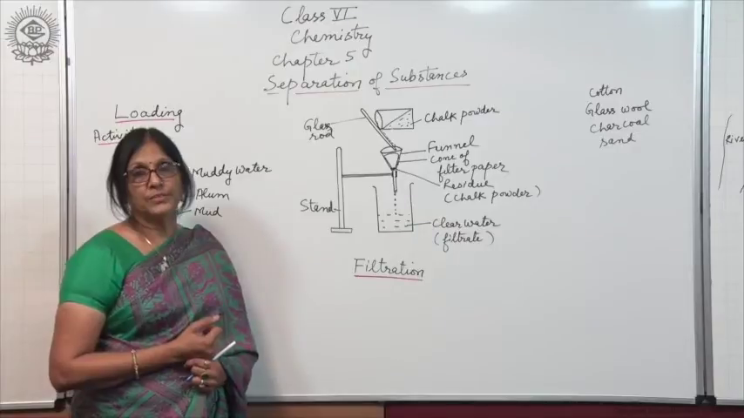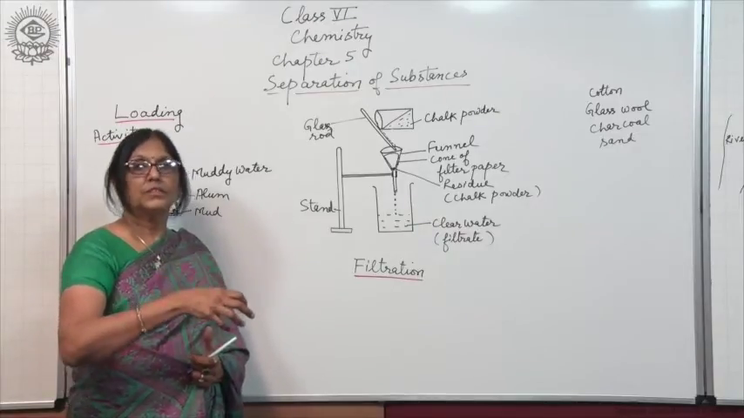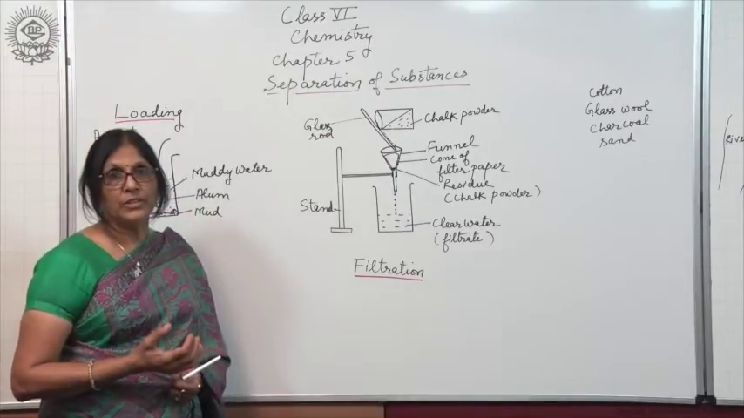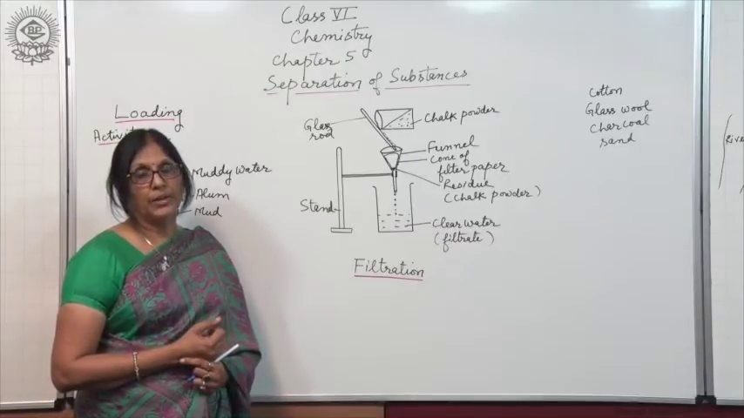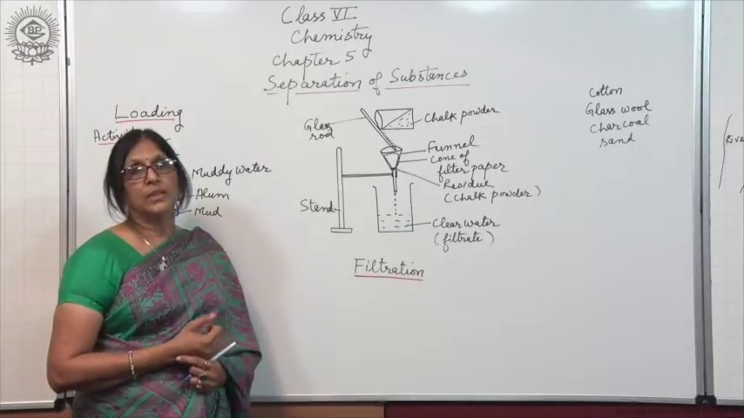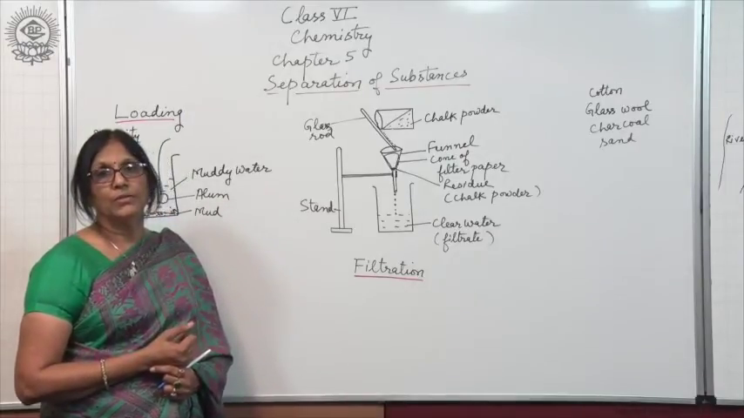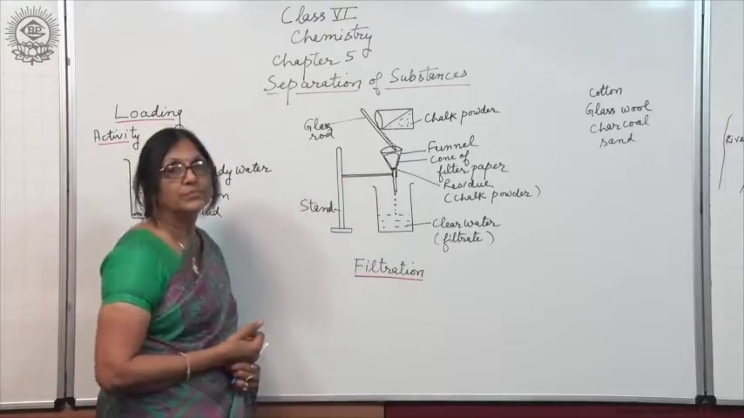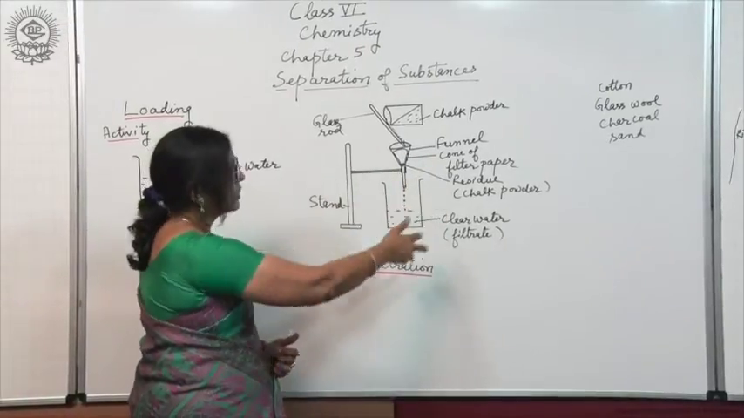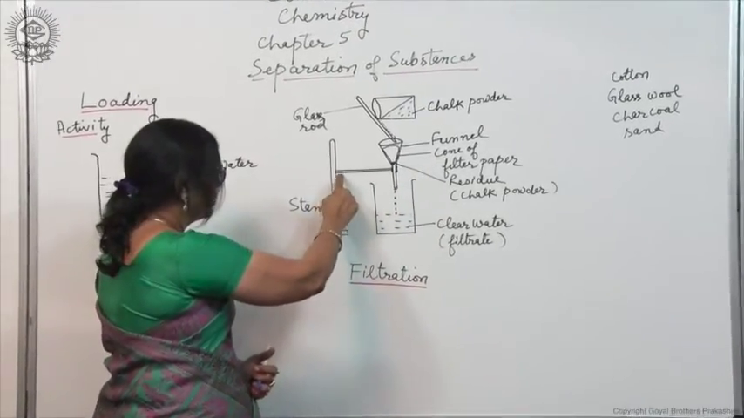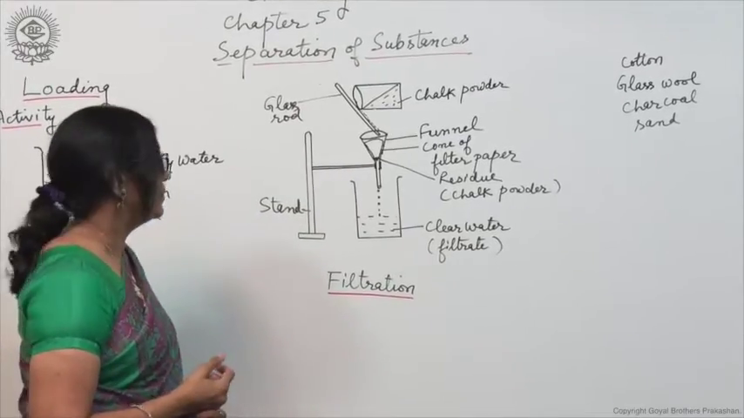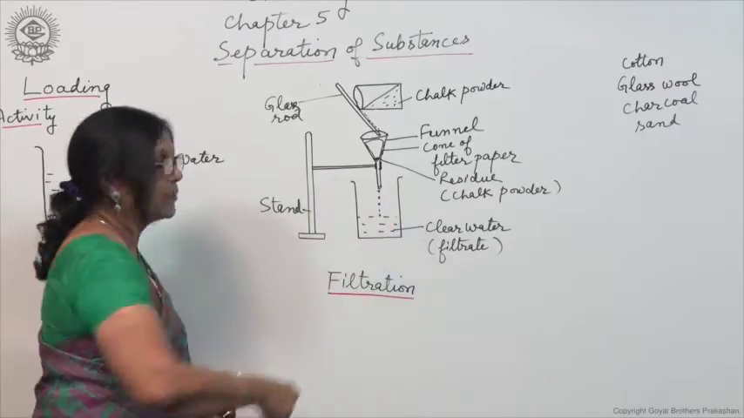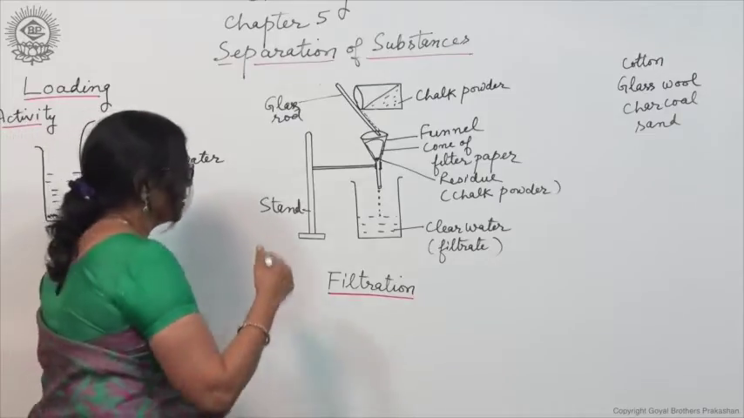So which one is the best method? Sedimentation and decantation, or filtration? You will obviously say filtration is a better method to separate suspended solid insoluble substances from water. Now let us see how filtration is done. First of all, this apparatus you can see, a clamp stand. With the help of this clamp stand, a funnel is fitted, and below the funnel is kept an empty beaker.